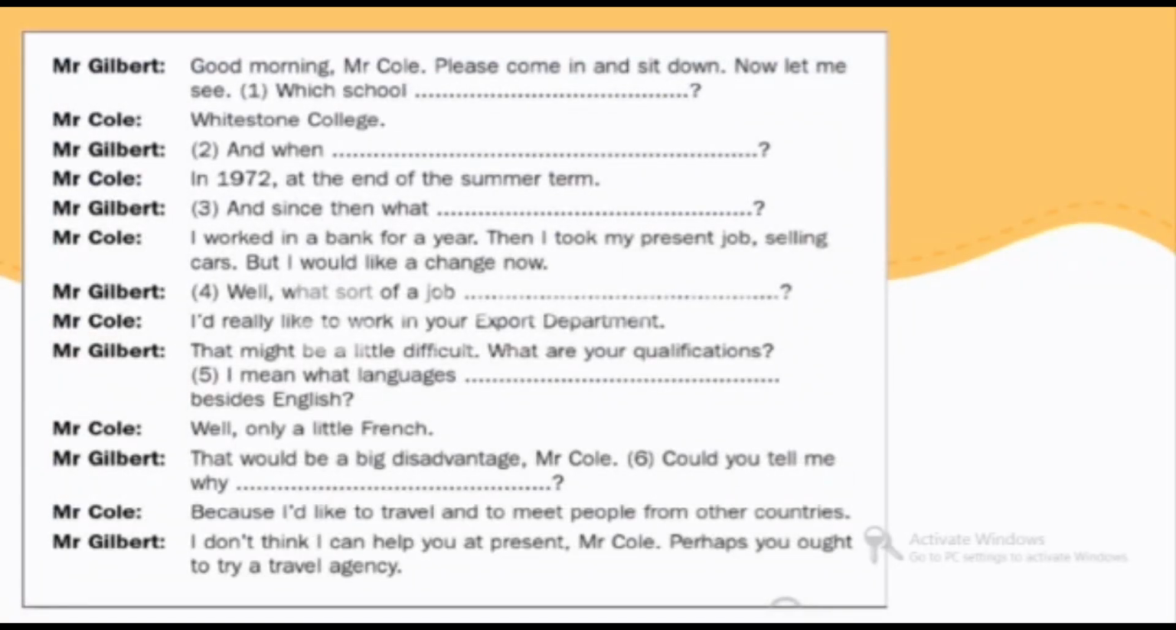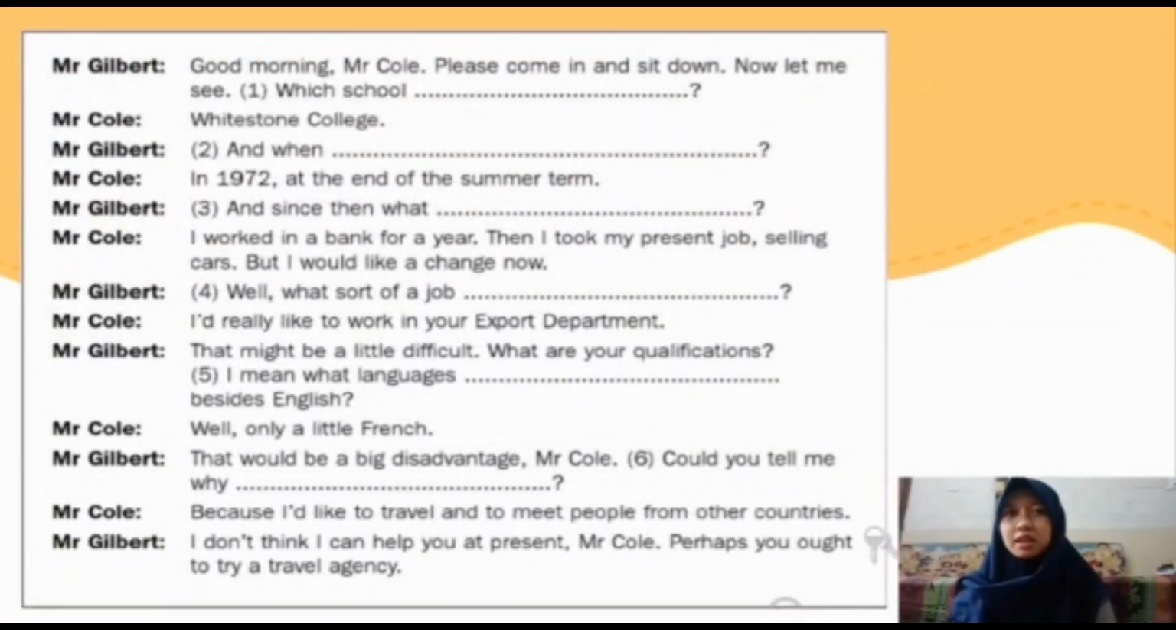Now I will give the example of the completion technique, but before that, I will explain the instruction to answer the question. This is a conversation between Mr. Cole and Mr. Gilbert. Mr. Cole wants a job in Mr. Gilbert's export business. He has come for an interview. In the following conversation, the sentences number 1 to 6 have been left incomplete. Then, complete them suitably. Read the whole conversation before you begin to answer the question.